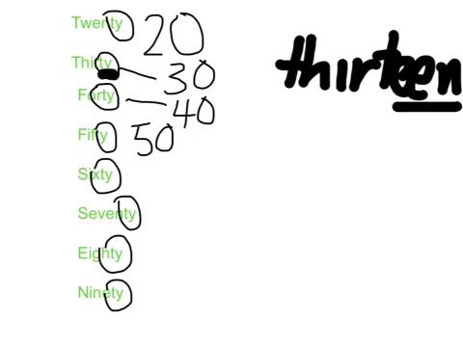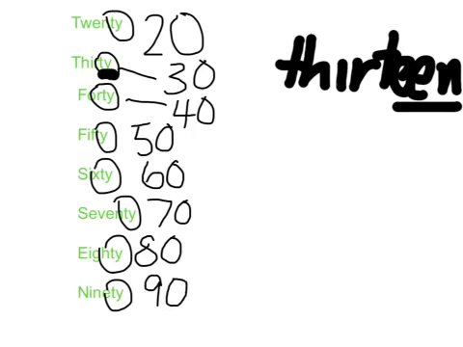When it's sixty, it's 6 with a 0. Seventy, 7 and a 0. Eighty is an 8 with a 0. Ninety is a 9 with a 0. Okay, so these are how we write the numerals 20, 30, 40, 50, 60, 70, 80, 90. Remember, these are very different from our teen numbers.